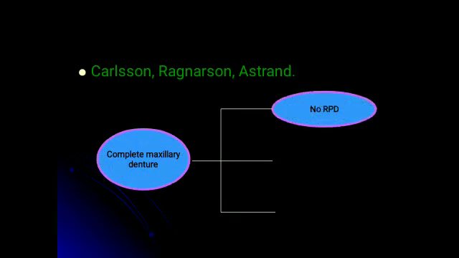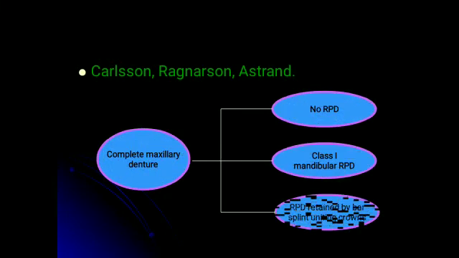According to Carroll's, complete maxillary denture resorption relates to no removable partial denture, class 1 mandibular removable partial denture, and removable partial denture retained by bar splinting with crowns.